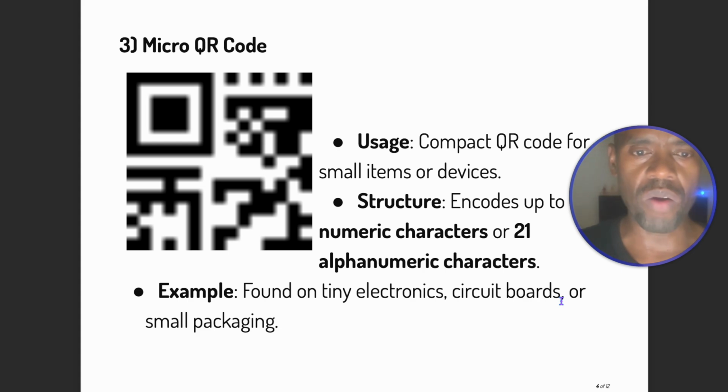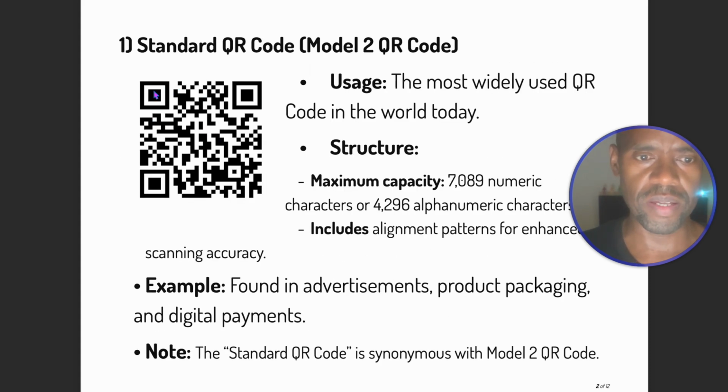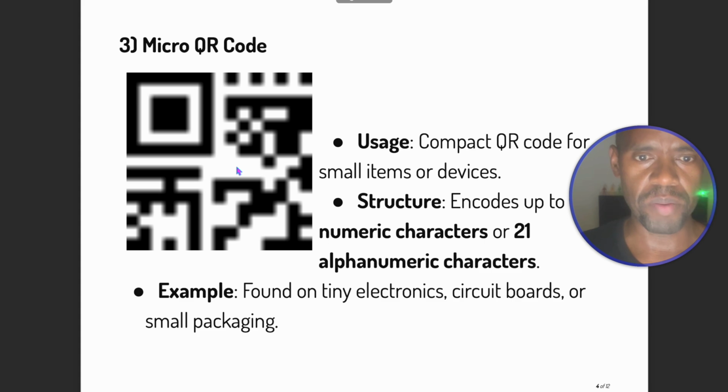There's a micro QR code. It looks like this. Note how small it is. If you look at the standard, check the structure, and the micro QR code, check the structure. It's compact, and it's used for small items. It can encode up to 21 alphanumeric characters. You find it on tiny electronics, circuit boards, or small packaging.